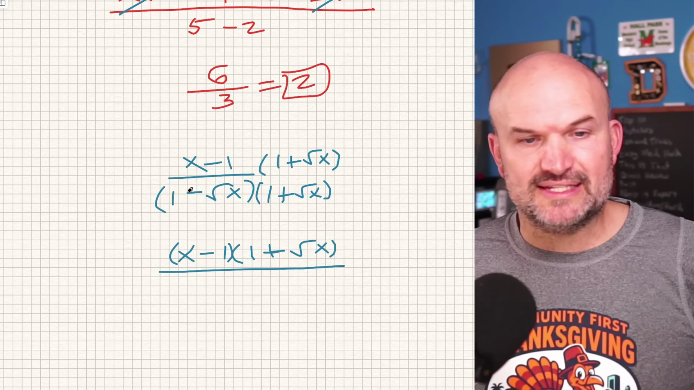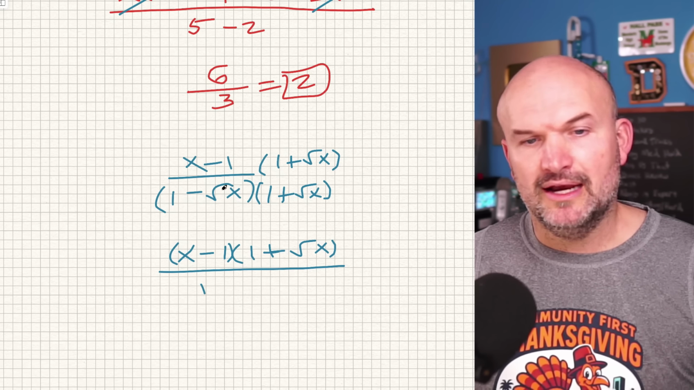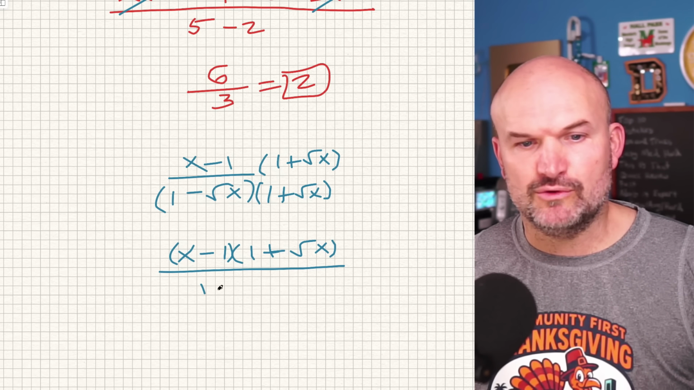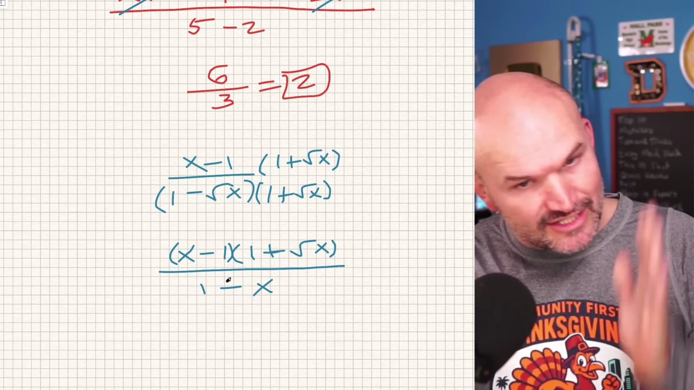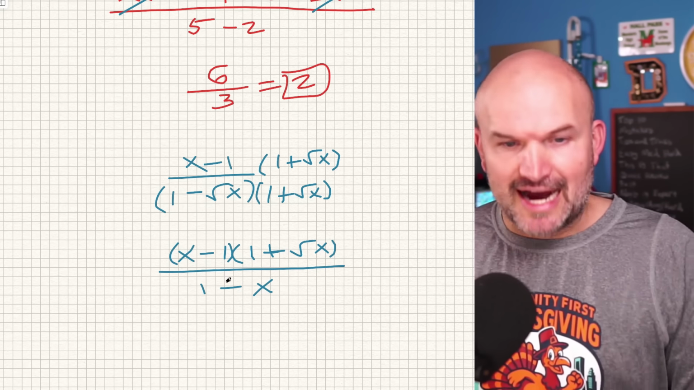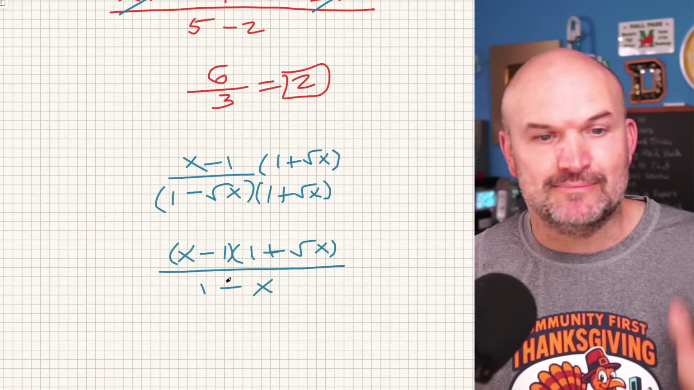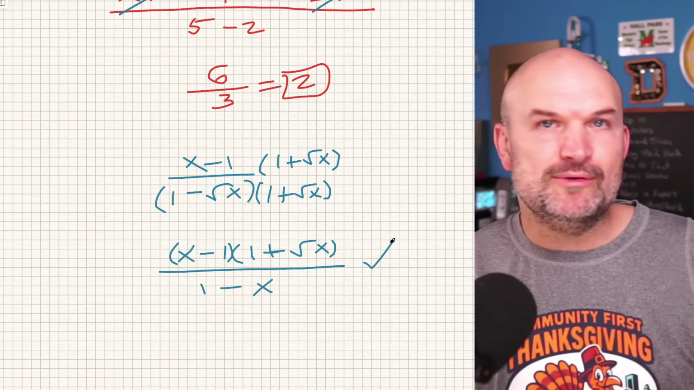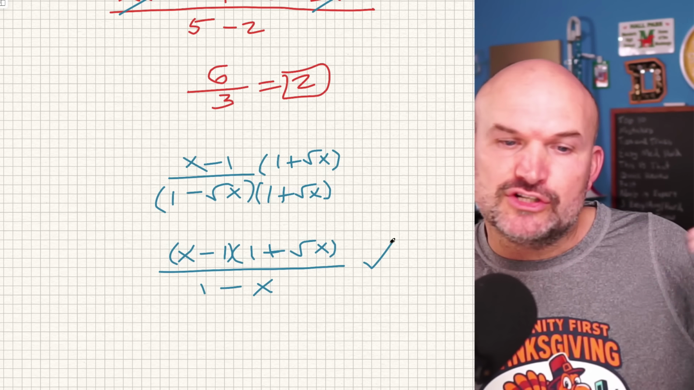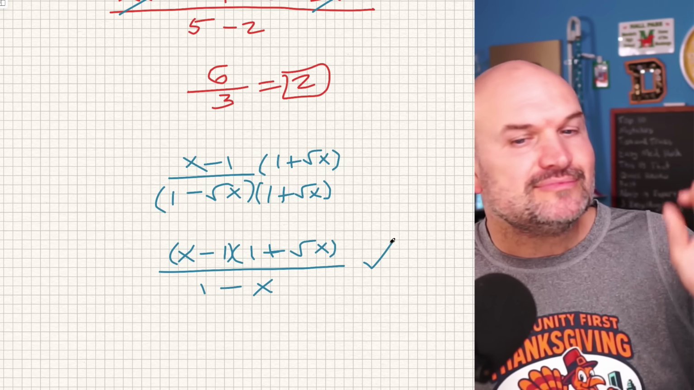And then over here, I need to multiply this out. So it's 1 times 1, which is a 1. And then negative square root of x times negative square root of x is going to be a 1 minus x. Now, ladies and gentlemen, per the directions, I have rationalized the denominator. I have gotten the radical off of the denominator. So this technically would be correct based on the directions I said for just rationalizing the denominator.